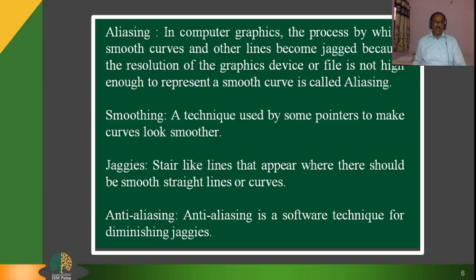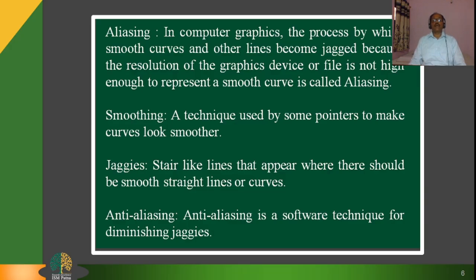Jaggies are stair-like lines that appear where there should be smooth straight lines or curves. To overcome these, we use anti-aliasing, which is a software technique for diminishing jaggies, and we all know that pixels are the core upon which all this depends.